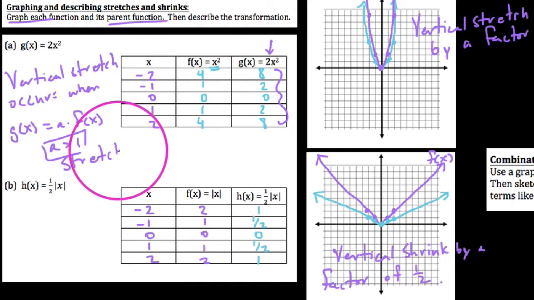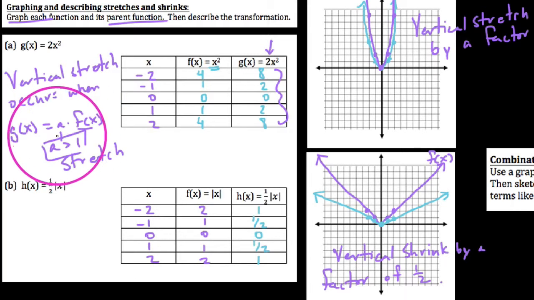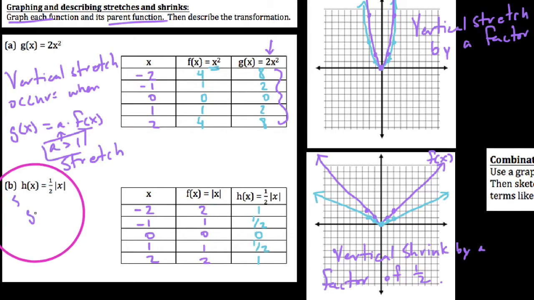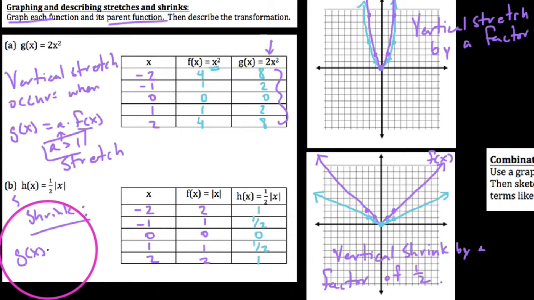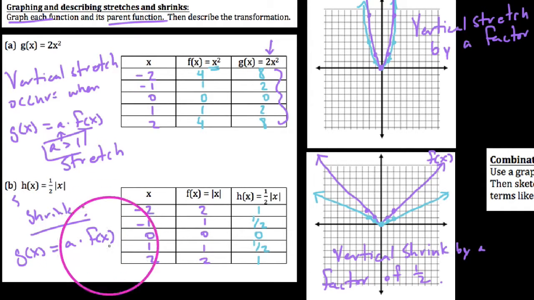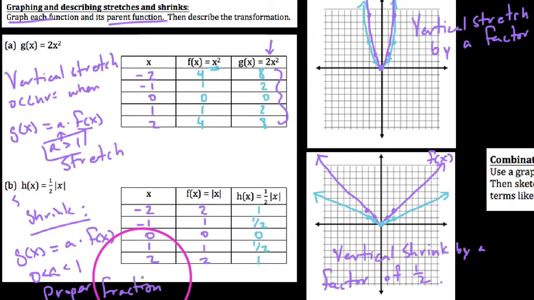In other words, we're taking our original function and multiplying all the original y values by this number a, where a is bigger than 1. And if we want to refer to a shrink, then we say that our new function g of x is equal to a times the original parent function, where a is bigger than 0 but less than 1. In other words, it's a proper fraction. So if you took something times like 2/3, of course it's going to be 2/3 the size.